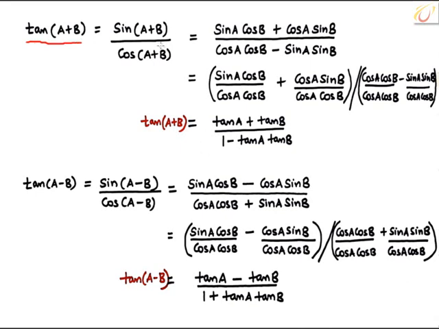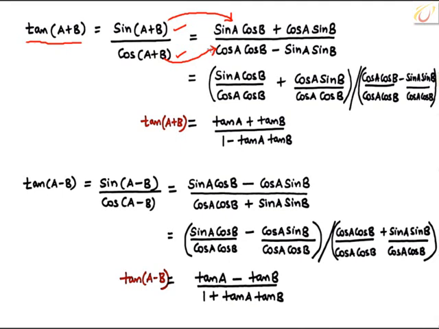Tan(a+b) can be written as sin(a+b) upon cos(a+b). So what is the formula of sin(a+b)? Sin a cos b plus cos a sin b. What is the formula of cos(a+b)? Cos a cos b minus sin a sin b.